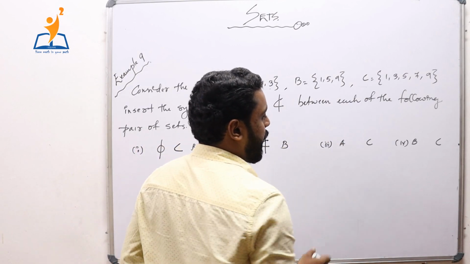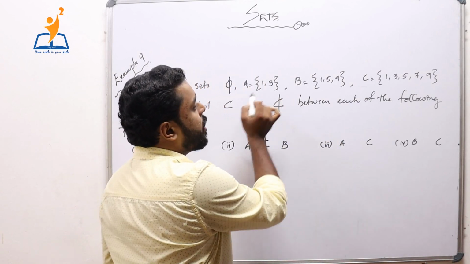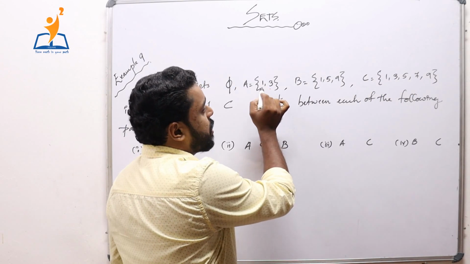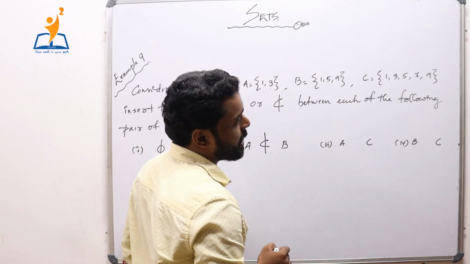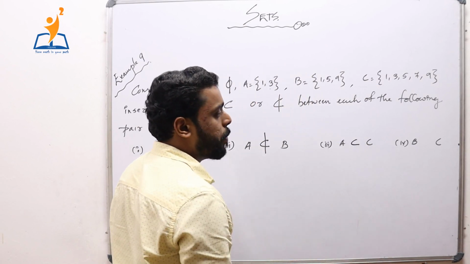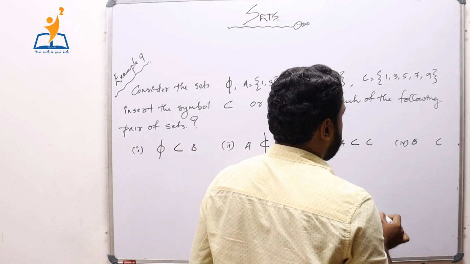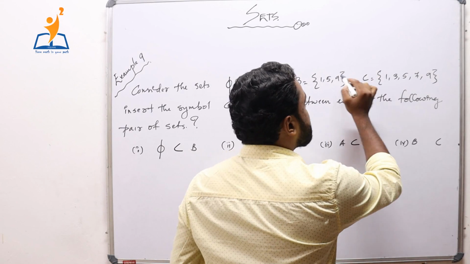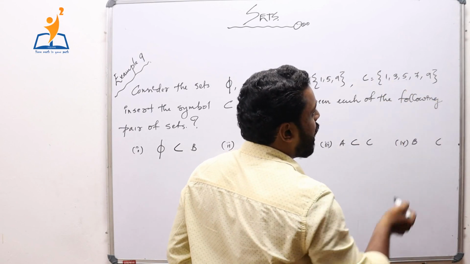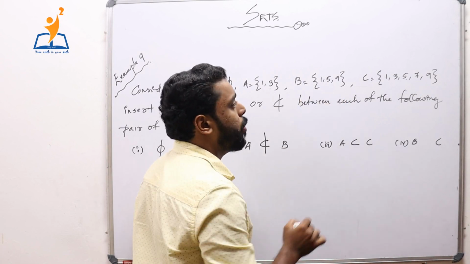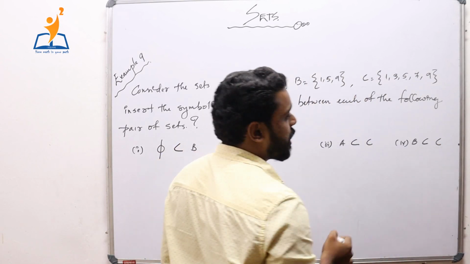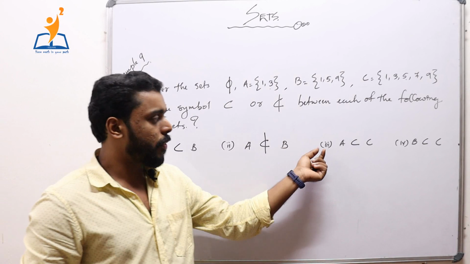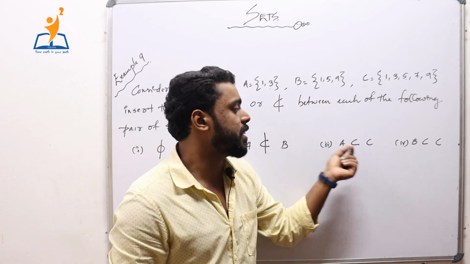Now coming on to the third pair, A and C. Look, A is {1, 3} and C is {1, 3, 5, 7, 9}. Now all the elements in A, which are 1 and 3, are in set C also. So we can use the symbol subset here. Now coming on to the fourth pair, B and C. Look at B and C. 1, 5, 9 is in B, and 1 is in C, 5 is in C and 9 is in C, which means that all the elements of B are also in C. So we can use the symbol subset here. So we have phi is a subset of B. In the second question it is not a subset, whereas in the third and fourth questions A and B are respectively subsets of C.